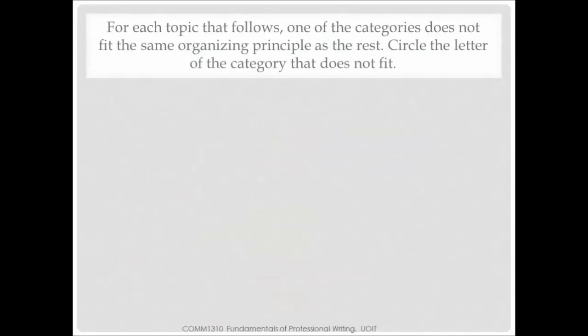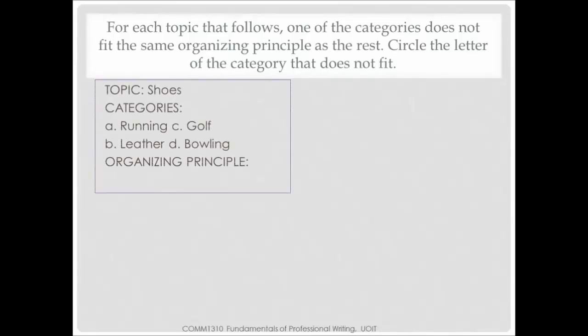Now here's a quick little activity. In this activity, you must determine the organizing principle, then figure out which item does not belong. In the first one, the topic is shoes and there are 4 categories: running, golf, leather, and bowling. What is the organizing principle? The organizing principle is type of activity. They're all, or most of them, are shoes that you use in a particular activity. In that case, which one does not belong? Of course, this is leather.